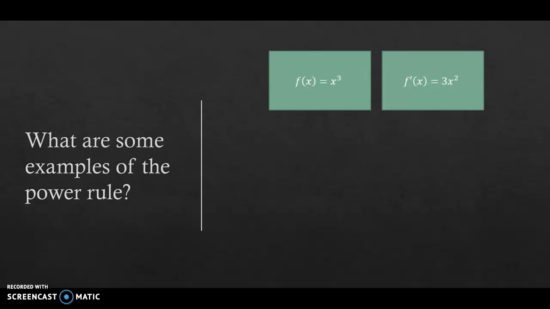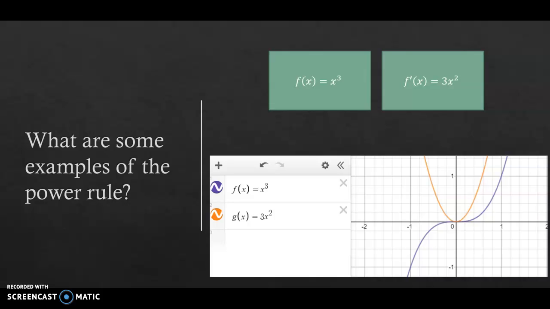f prime equals 3x squared. Here's a picture of that. x cubed is a function that starts out uphill, and then flat, and then uphill again. f prime is a function that starts out with positive y coordinates, and then 0 y coordinate, and then some more positive y coordinates. So that's some support that those two functions have that relationship.